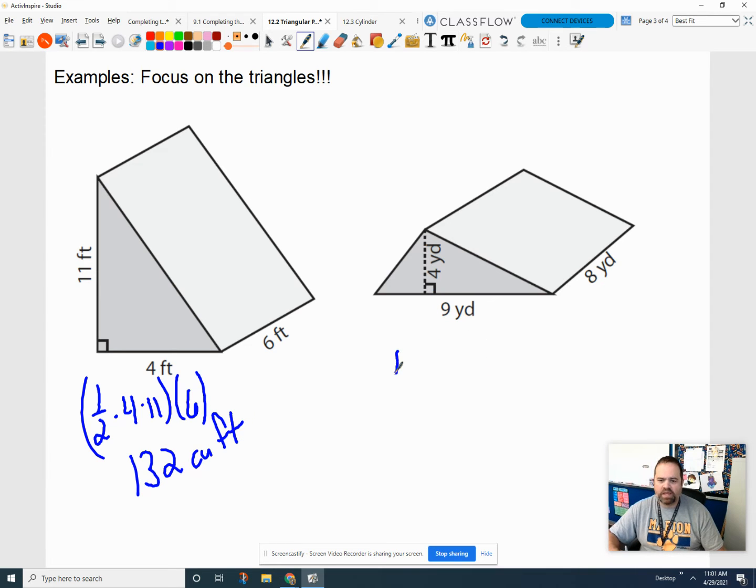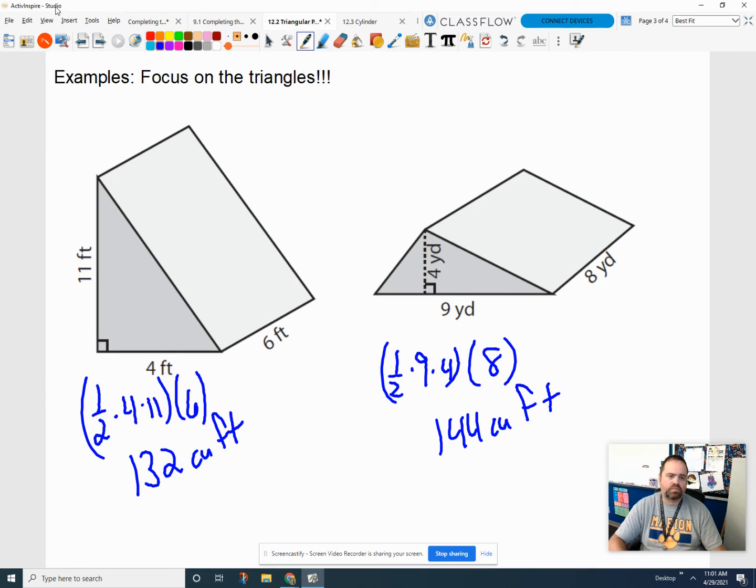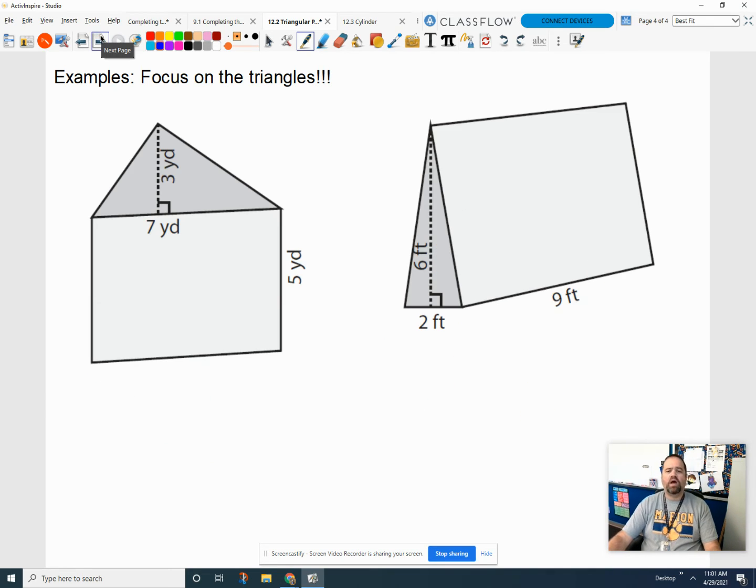And then same thing here. The base of the triangle is 9, the height of the triangle is 4, and then the height of the prism itself is 8. 144 cubic feet.